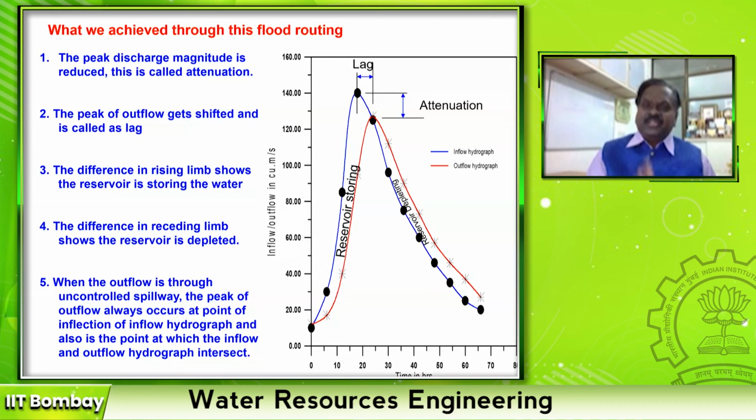So these two important things we do through flood routing. That means we reduce the peak flow, called attenuation, and we increase the lag time. At the same time, we have increased the base time of the hydrograph. These three variations happen in flood routing. So this is flood routing through a reservoir, or hydrologic flood routing.